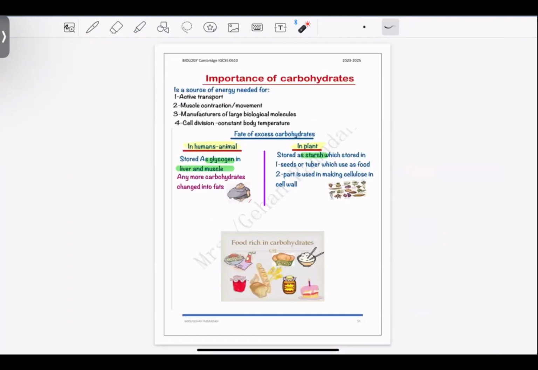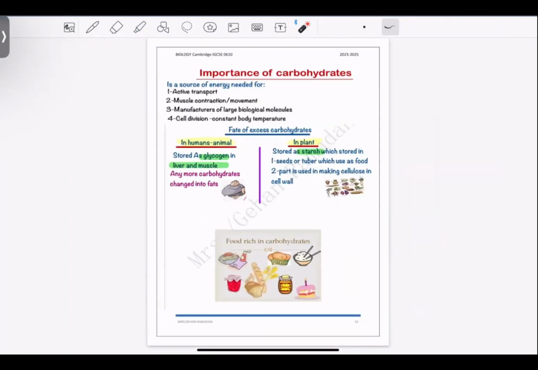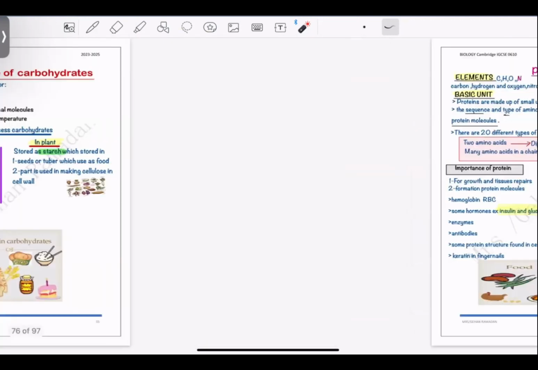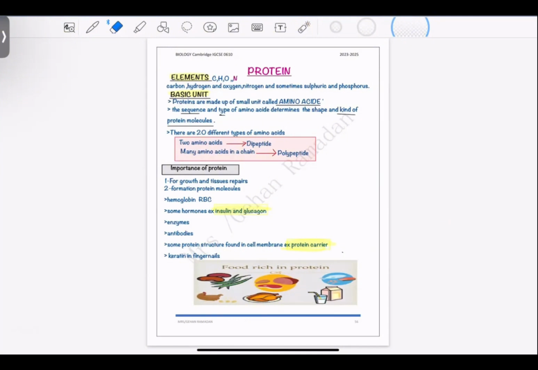And also some parts are used in making the cellulose, which is used to make the cell wall in the plant. Teacher, are only extra carbohydrates turned into fats? Only extra ones? Yes, the extra ones. Your body doesn't need it. Your body takes the carbohydrates or the energy or glucose it needs for respiration, and gets the energy needed for its vital activities. The excess of it is stored as fat. In animals it's stored in the form of glycogen and in plants in the form of starch. Okay?